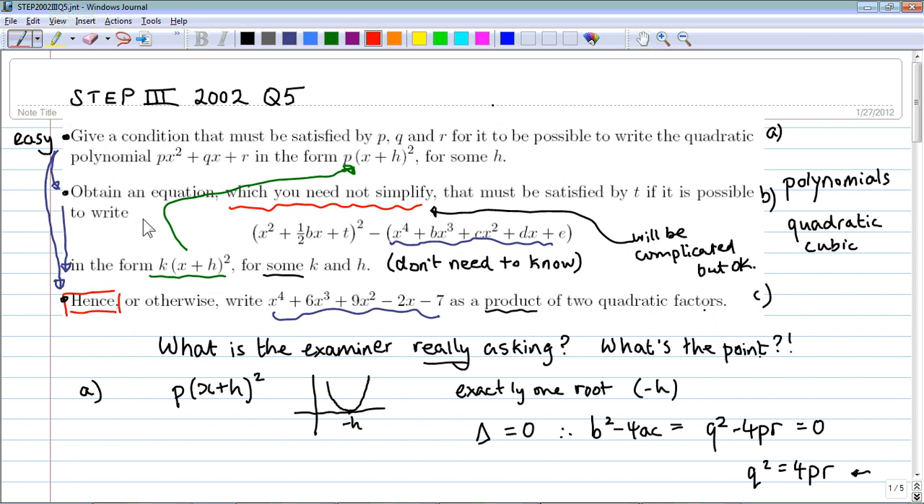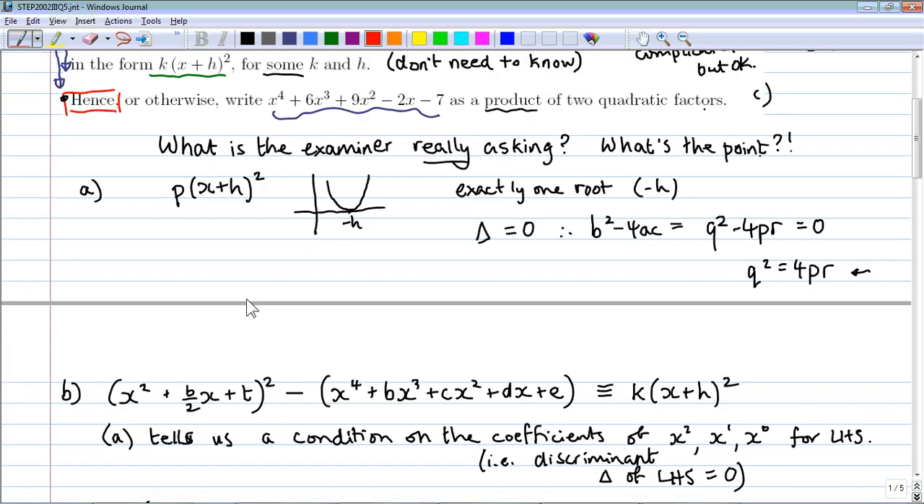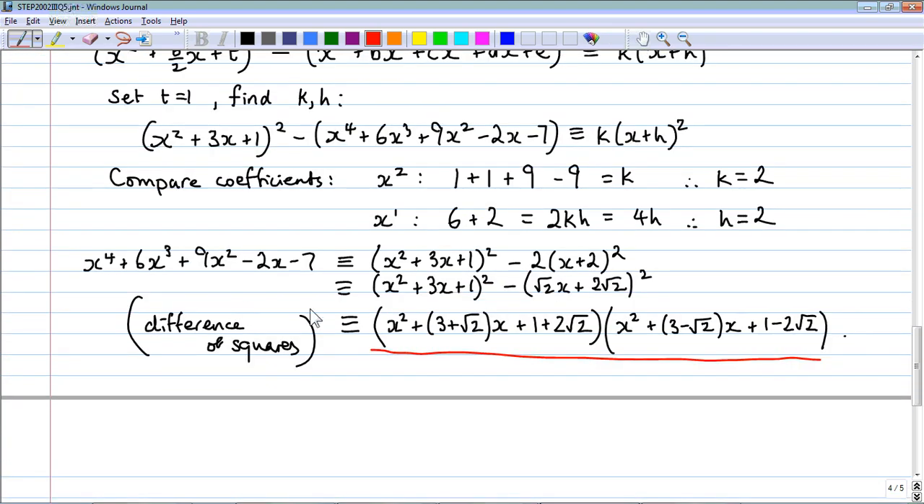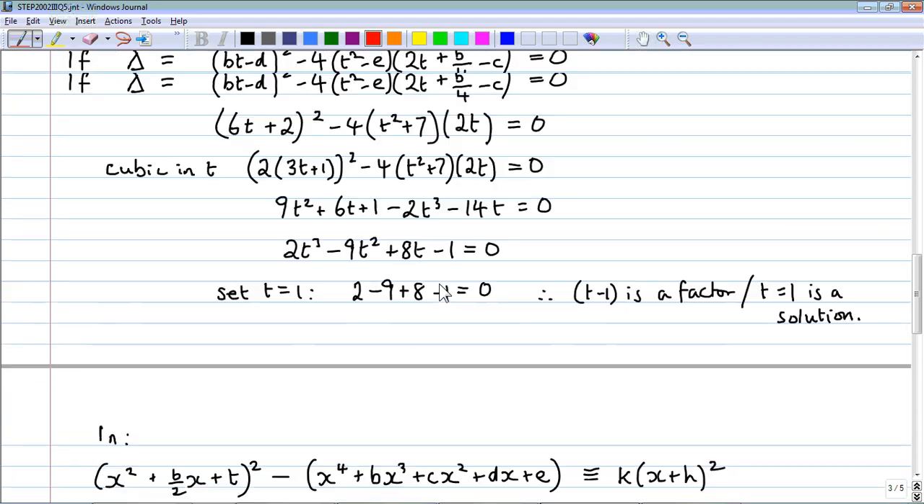And the third part, it looks like it's not giving you many clues, but there's only really one slightly unobvious idea, which is that you should treat these two functions that you get at the end using the difference of two squares formula. Yeah, so I think I'll leave it there.